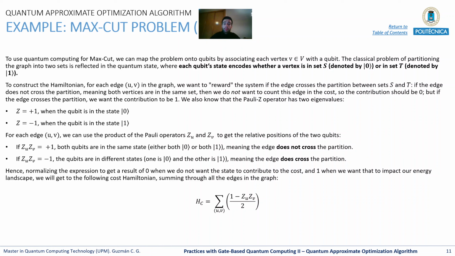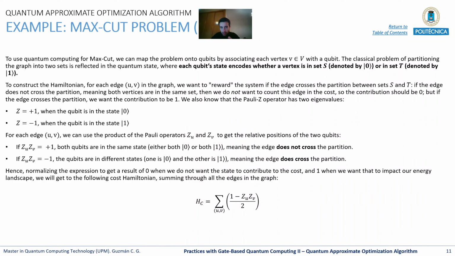We also know that the Pauli Z operation has 2 eigenvalues. You can also make the multiplication between the usual matrix and the Pauli Z matrix, which is a diagonal matrix with 1 and -1 on the diagonal.